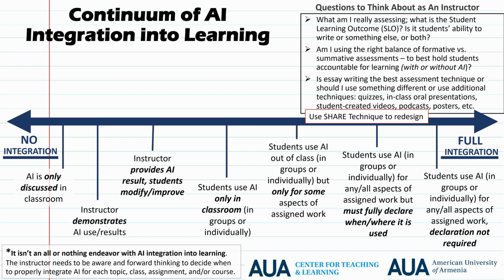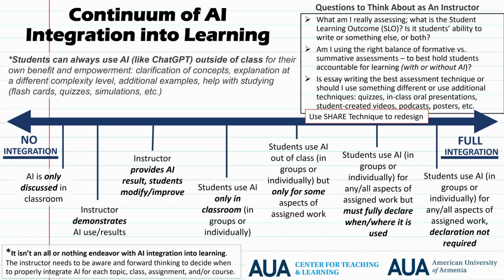Along with all of this, it's also very important to remember that students can always use AI like ChatGPT outside of class for their own benefit, for their own empowerment. They use it in many different ways to clarify concepts, to explain things at different levels of complexity, for additional examples, for help with studying. It can be used as a flashcard generator, to create quizzes, simulations, all sorts of different things.